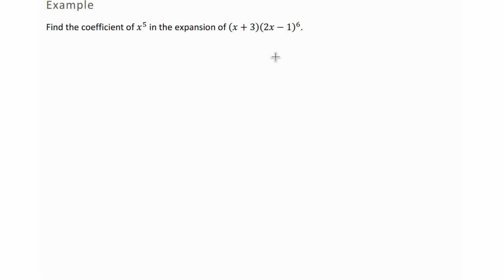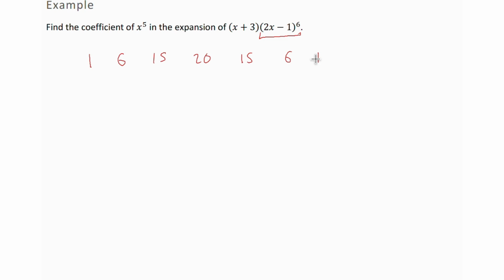So looking at just this bit to start with, we're going to do Pascal's triangle. So 1, 6, 15, 20, 15, 6, and 1.